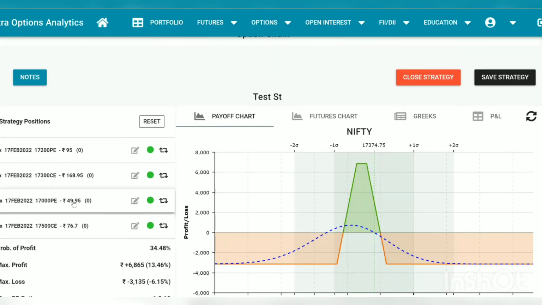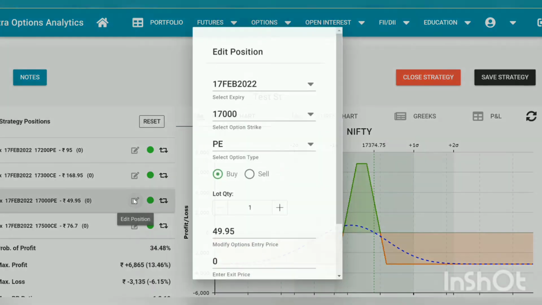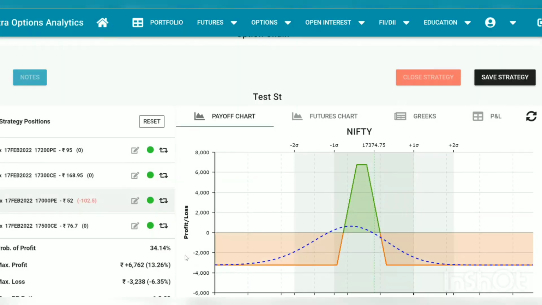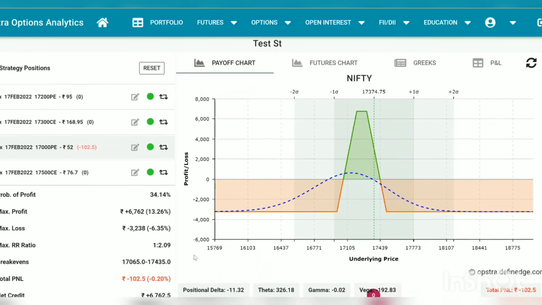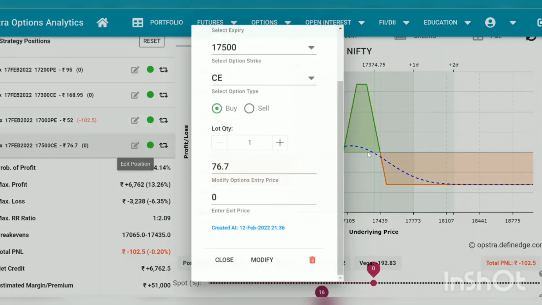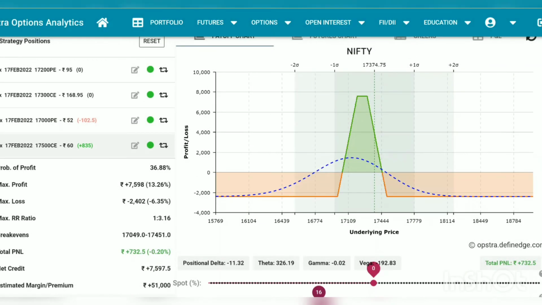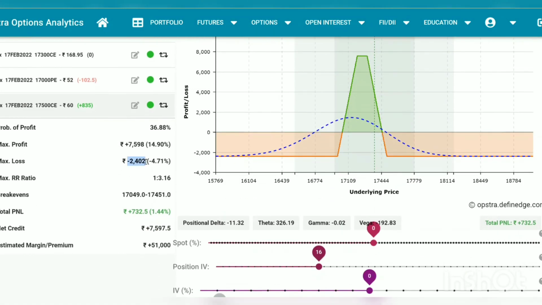Okay, and let's say at the time of execution you took this particular option at, let's say, 52, you can adjust that price as well. You can come here and write the value 52, and it will take that. So accordingly it will adjust the things over here. And let's say this 76 you got at, let's say, 60. See now, it has adjusted all the amounts, the break-even levels also, and the profit has also increased in this case if we buy this at 60.